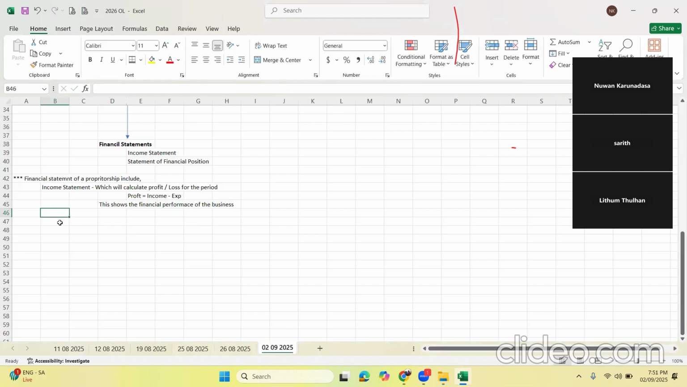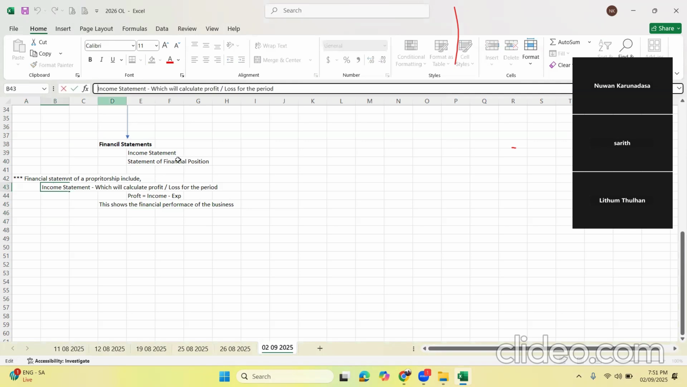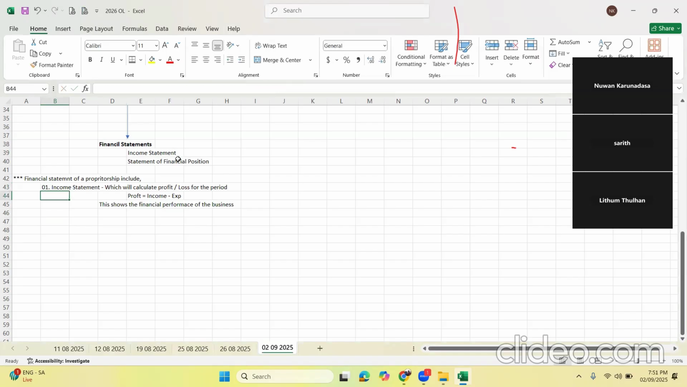Then the second one is, number one, income statement. The second one is very important. See carefully.